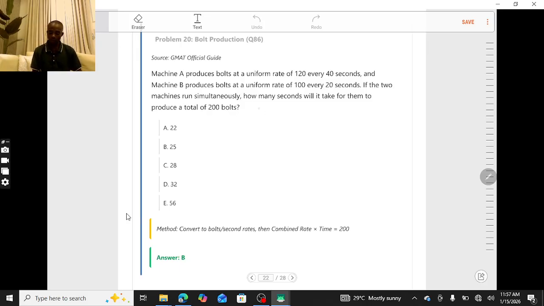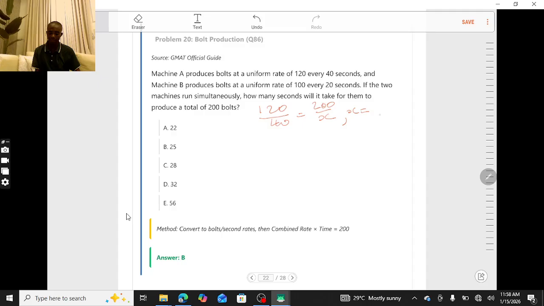We need to get from 120 every 40 seconds. Right? We need to find what will give us the time it will take to get 200. That's 200 over S. So let's quickly solve this, and we solve for S. Yes, we need to find S.